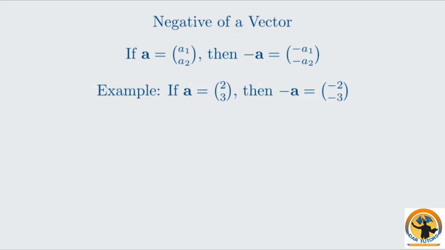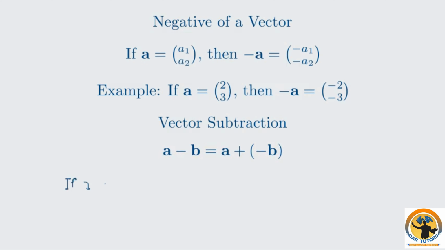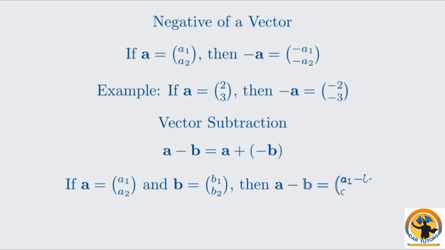With this in mind, we can define vector subtraction. To subtract vector B from vector A, we add the negative of vector B to vector A. So, A minus B is the same as A plus negative B. Algebraically, this means we subtract the corresponding components. The x component of the result is A1 minus B1, and the y component is A2 minus B2.